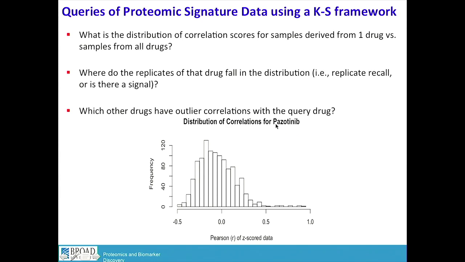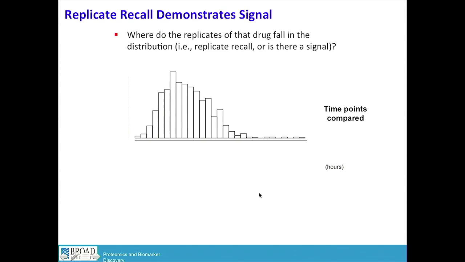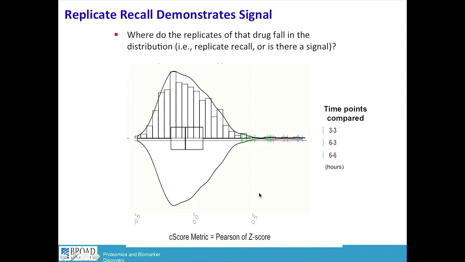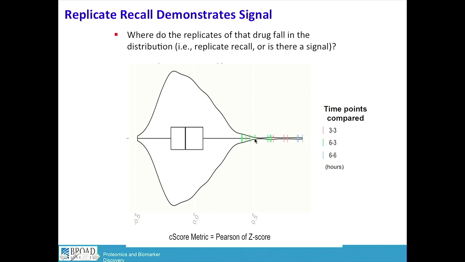And so if we just plot now, in the P100 assay, the correlation of all the replicates with all of each other, we see a nice distribution here. On average, the correlation is about 0, and then there are some things that are way out here. And so now we want to ask, where do the treatments, the drug replicates of pazopanib, fall with themselves? And so we take this histogram and we smooth it out into what's called a violin plot. And then I add little tick marks onto the distribution where we have replicates of pazopanib.